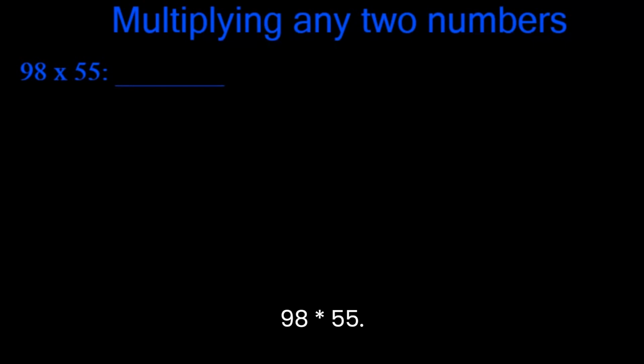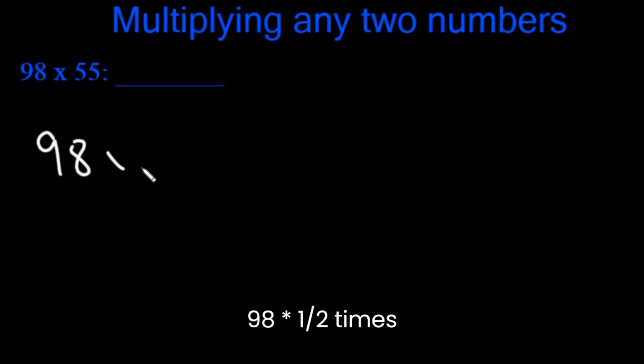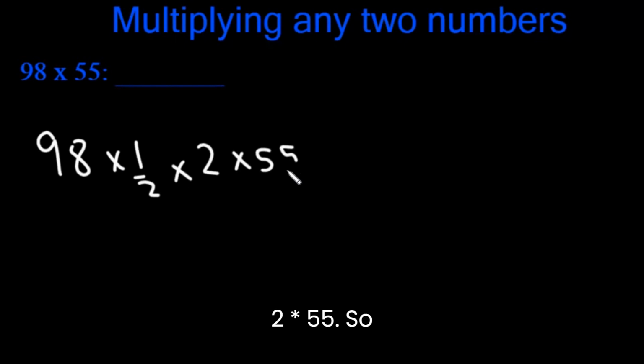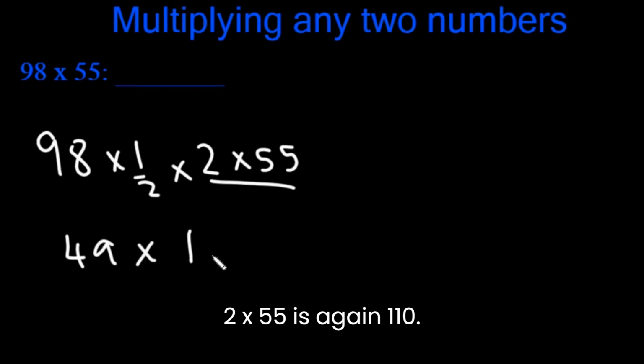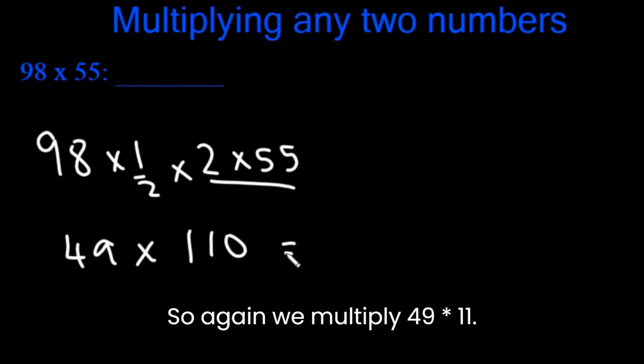98 times 55. Again, we do 98 times 1/2 times 2 times 55. So 98 times 1/2 is 49. 2 times 55 is again 110. So again, we multiply 49 times 11.